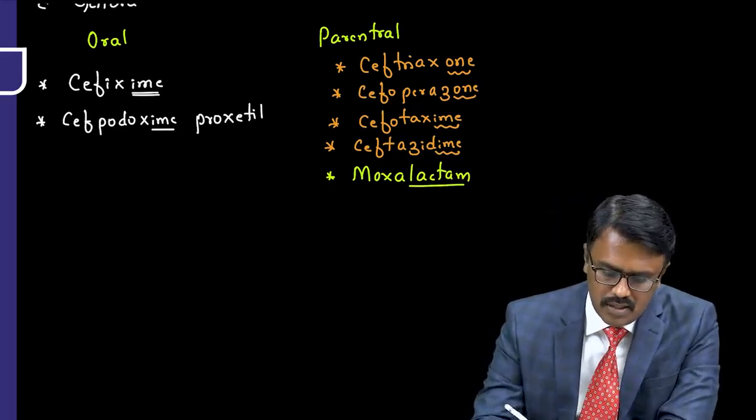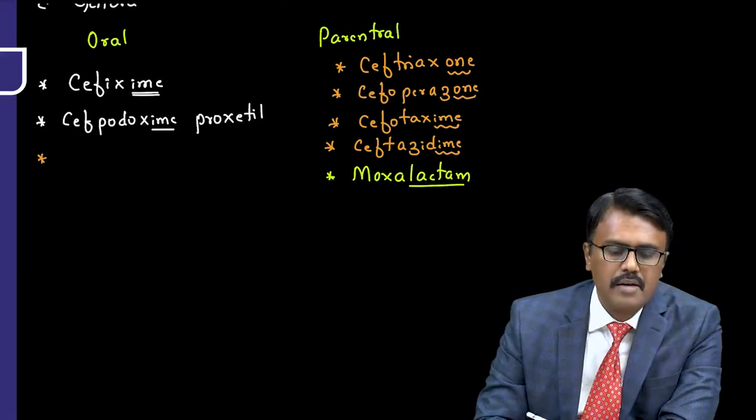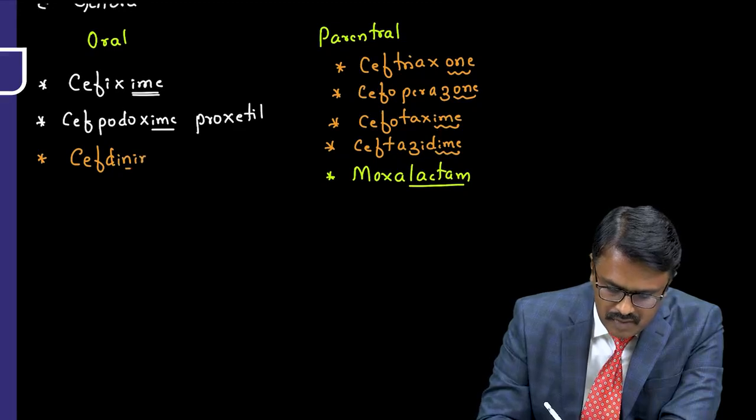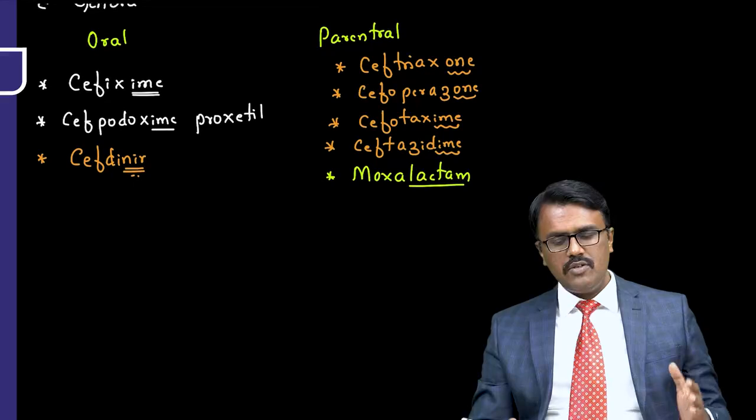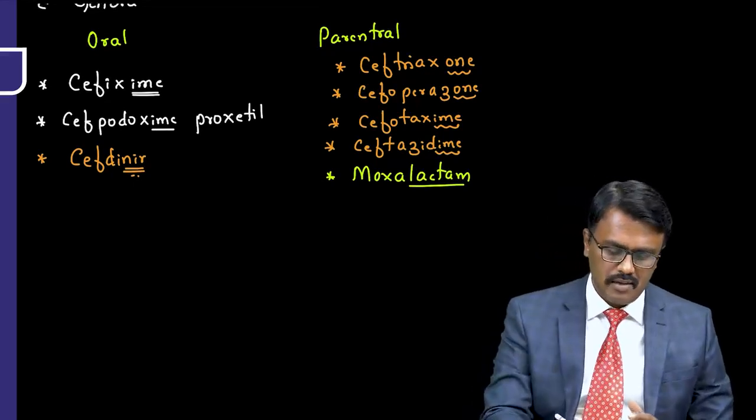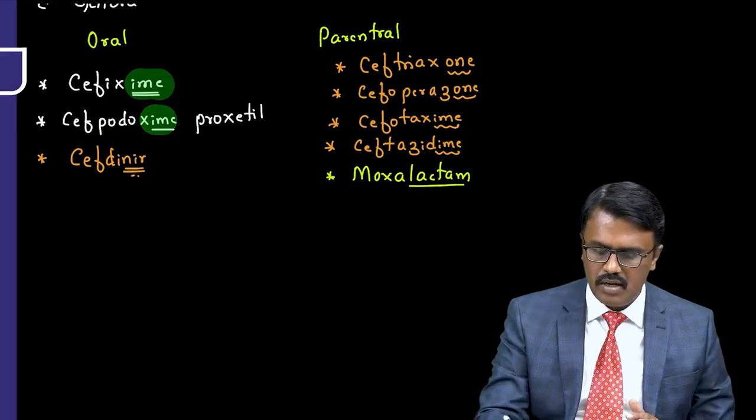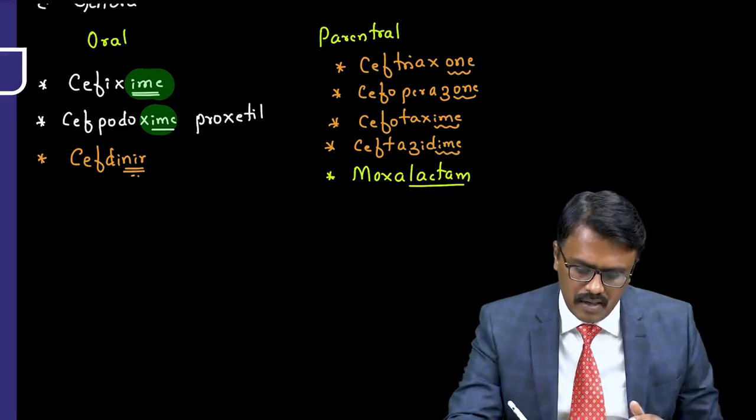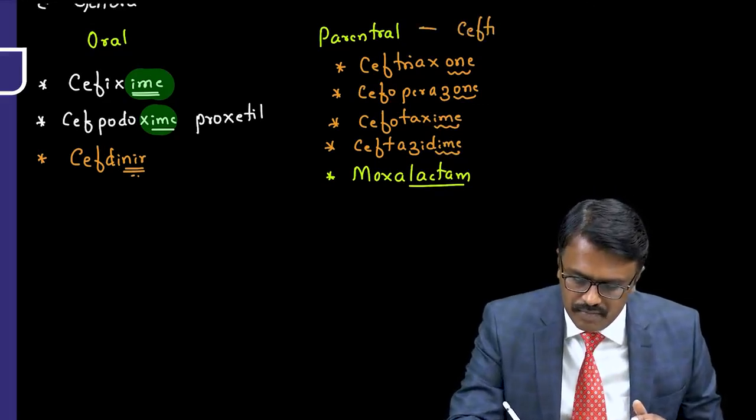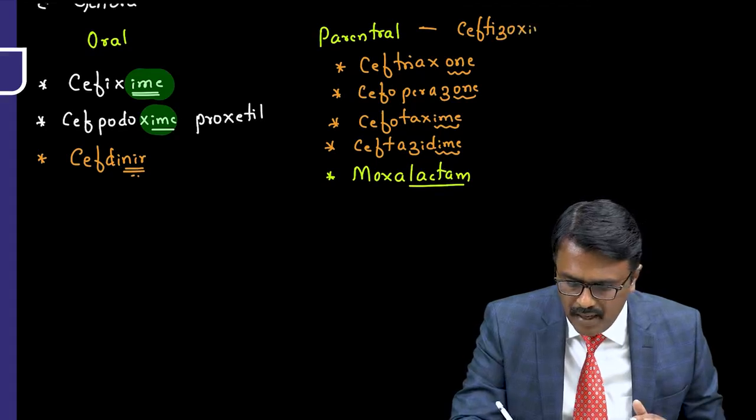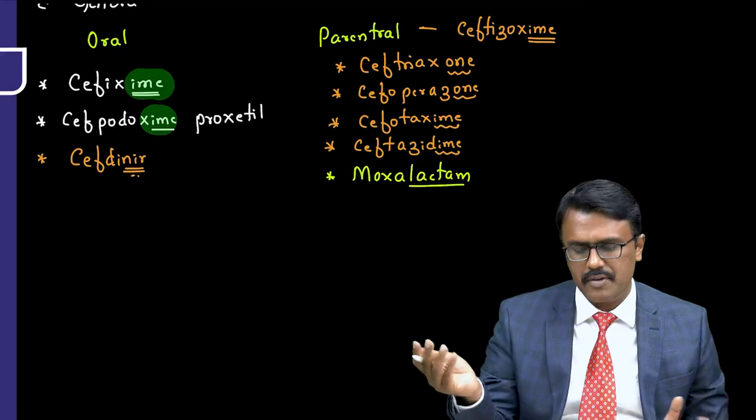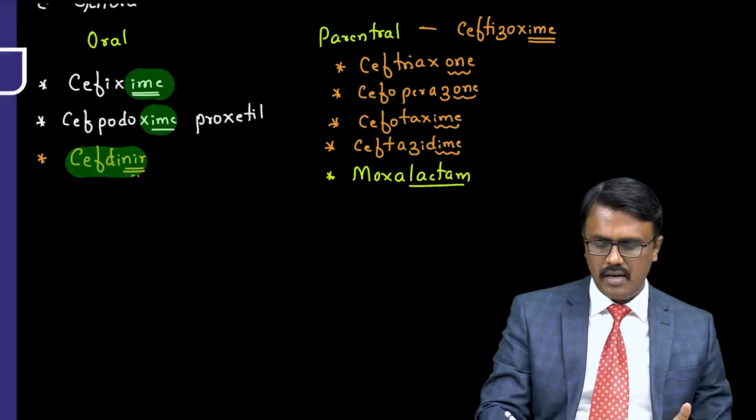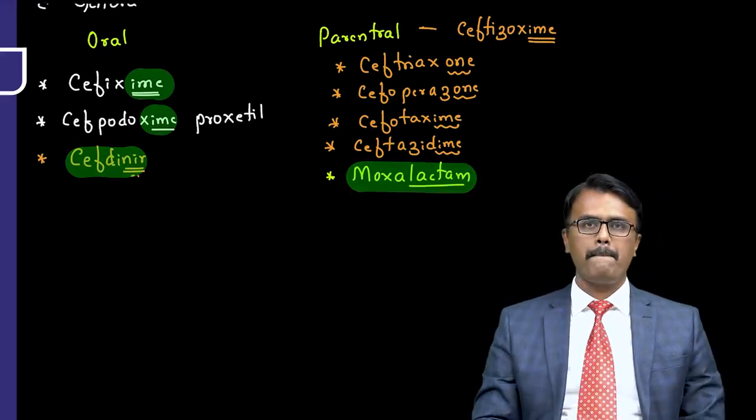It is also third generation. And one more oral drug is called cefdinir. So otherwise you can identify in the exam they end with either IME or they end with ONE. One more drug, parenteral, is called ceftriaxone. Again this ends with IME. Very good. So the only difference you have to find out is cefdinir and moxalactam.